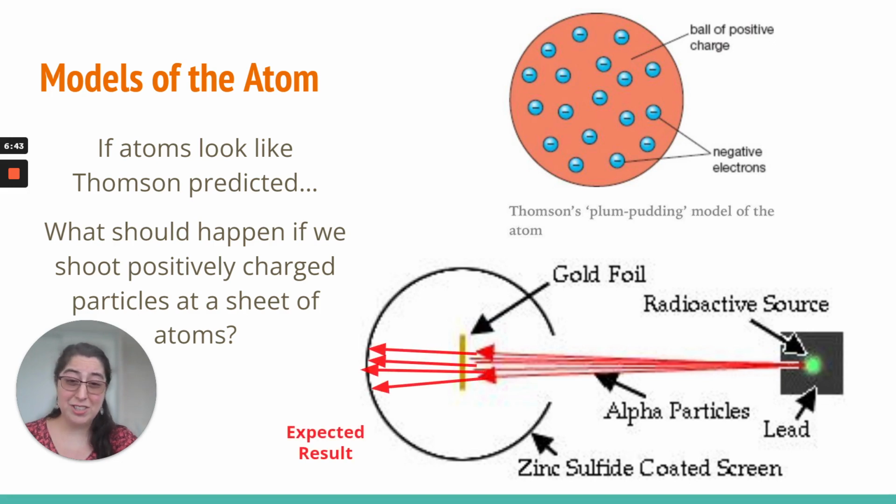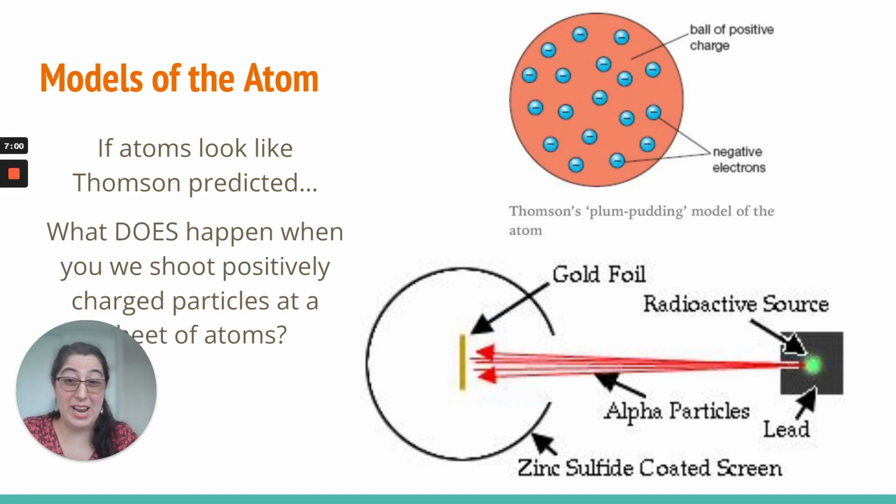So what he actually expected was that they would go straight through. After all, if you shoot clouds at other clouds, they just kind of pass right through each other. But it turns out that didn't happen. What actually happened was this.